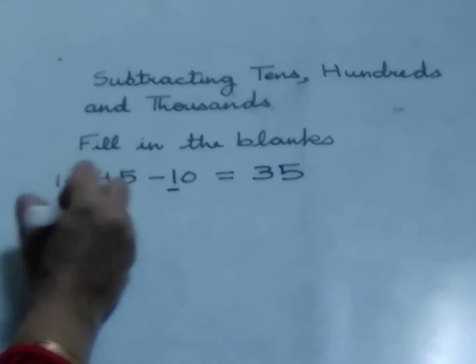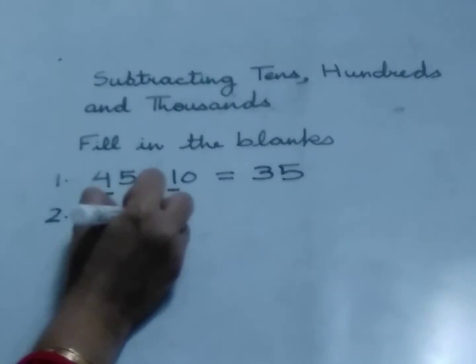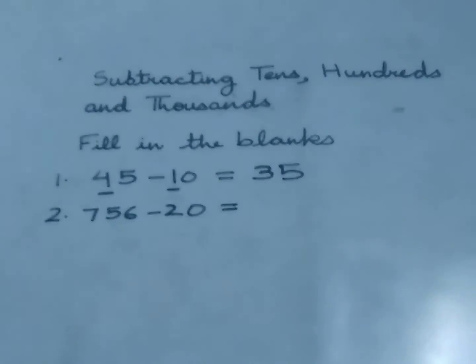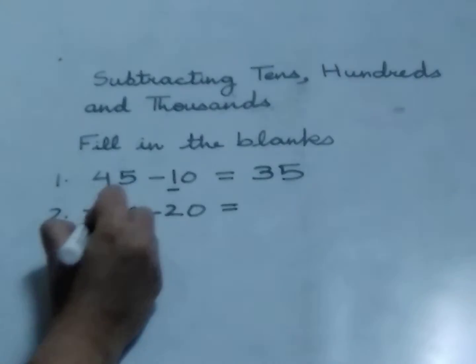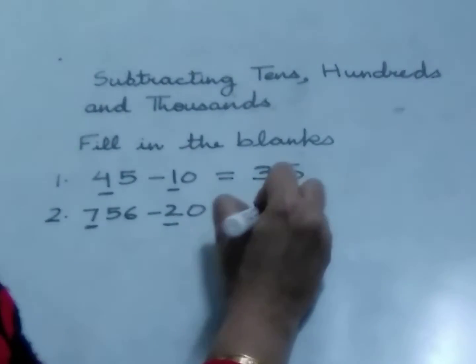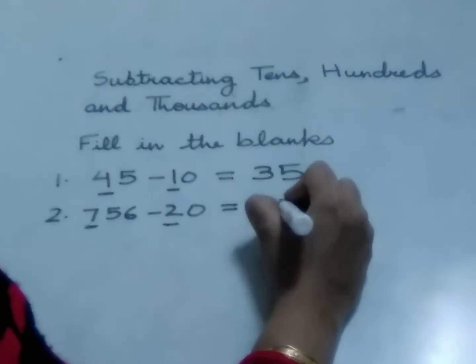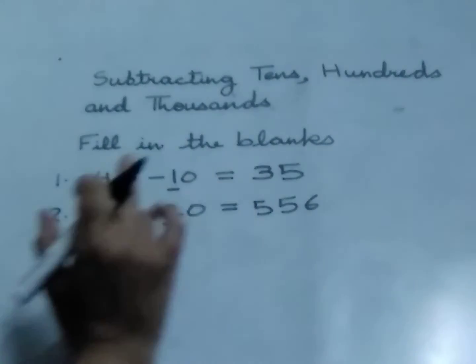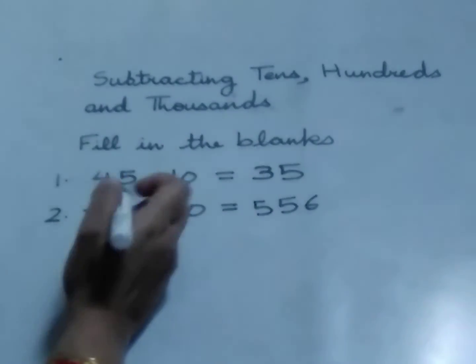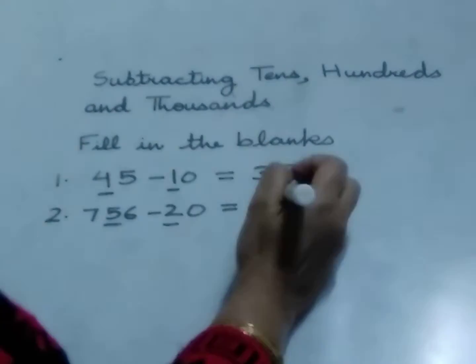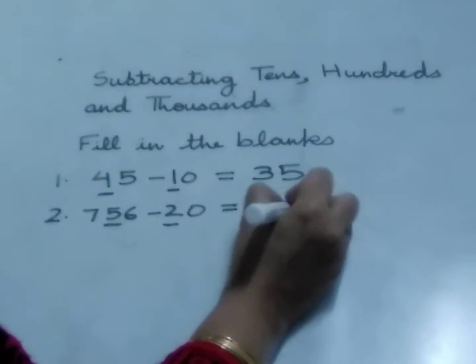Question number 2 is 756 minus 20. So decrease the tens digit by 2. So 5 minus 2, answer is 3. Remaining number 6. Sorry, here the tens digit is 5. So your answer will be 736.